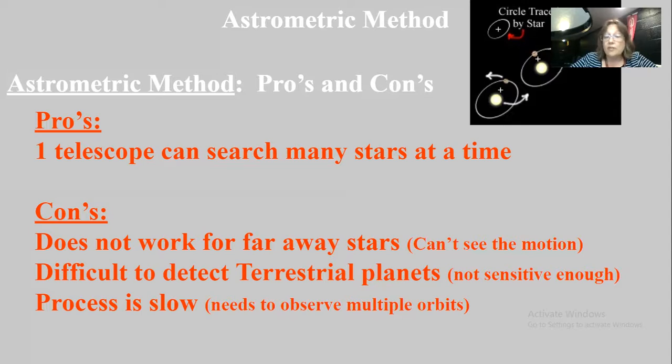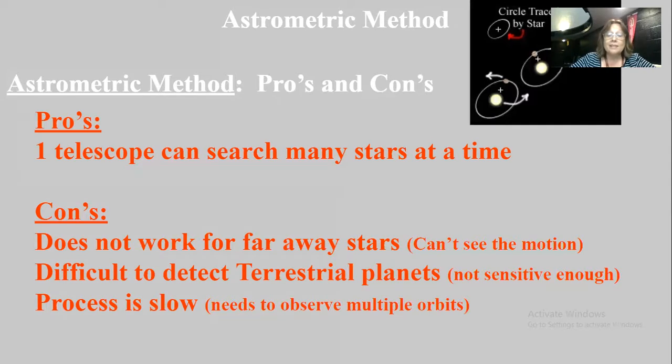Also, the process is very slow. An astronomer needs to observe several orbits of the planet and the star together. They need to observe several orbits to verify that their findings are correct. They aren't going to just see one wobble and then say, hey, I found a planet. They're going to take their initial data, verify their data, take more data, verify their data, and watch several orbits.